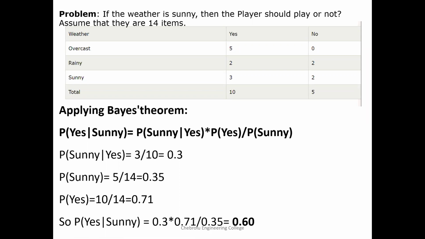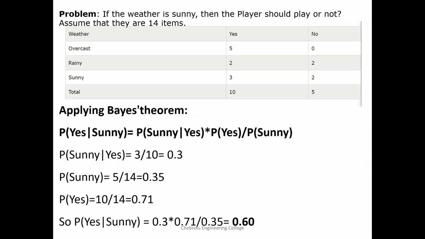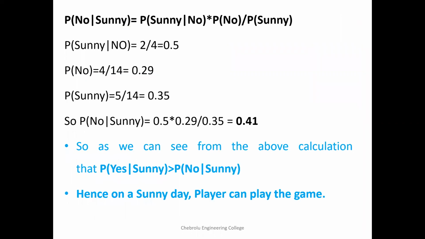What is P of S? Yes, total number is 14. 10 by 14, it is 0.71. And then P of S by Sunny. Yes, because of Sunny. So it is given in the formula like this: P of B by A into P of A by P of B, with that 0.3 into 0.71 by 0.35. That gives you 0.60.